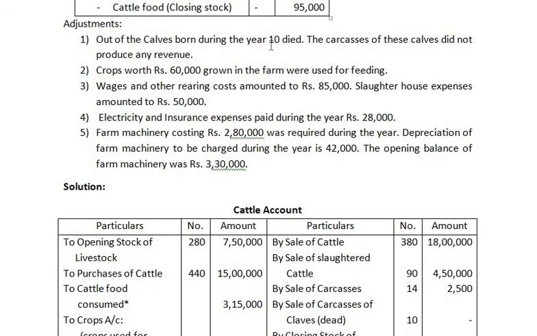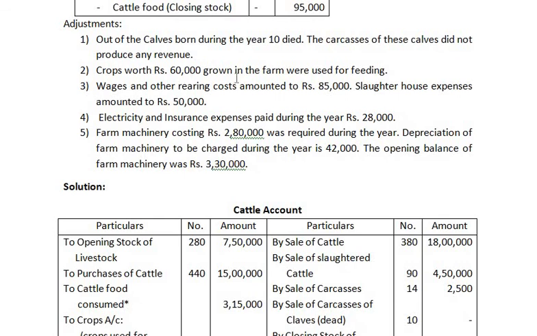Out of calves born during the year, 10 dead. The carcasses of the calves did not produce any revenue. This has to be credited to the cattle account. See, out of calves born, 10 are dead and nothing is realized. So, no revenue is generated in this.